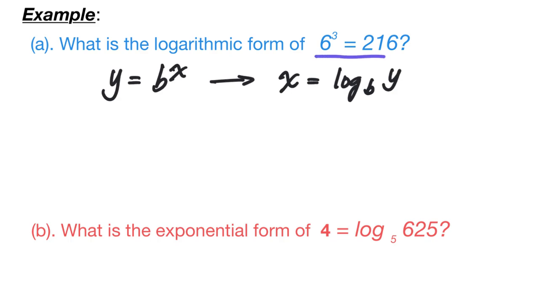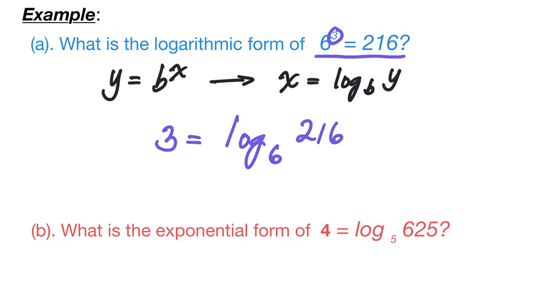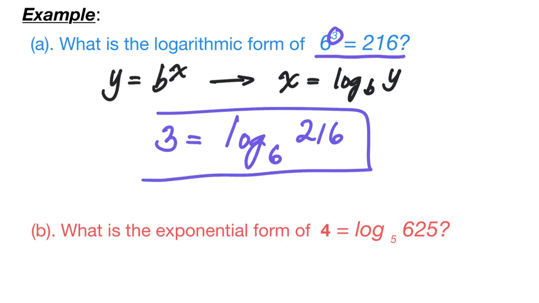So we know that 6 cubed is equal to 216 is in its exponential form. So to get the logarithmic form of this, let's get the x. What is our x in here? It's the 3. 3 is equal to the logarithm. What is our base? 6. And what is our y? It's 216. So this is how you're going to convert exponential to logarithmic form.